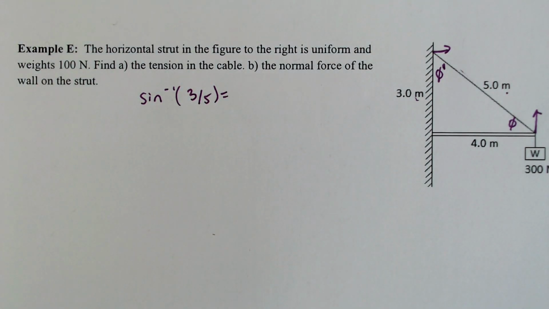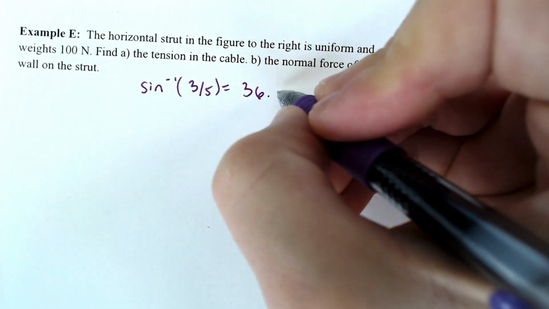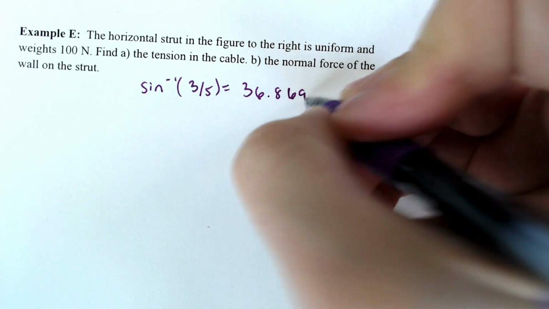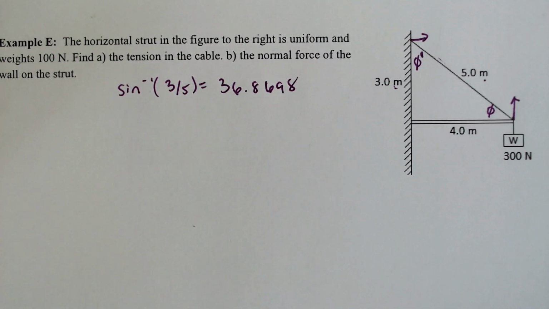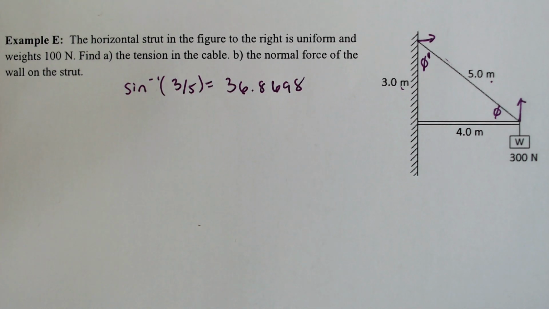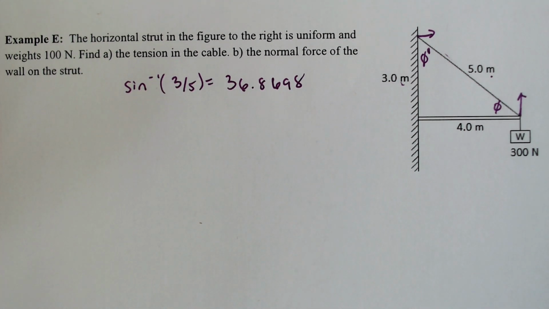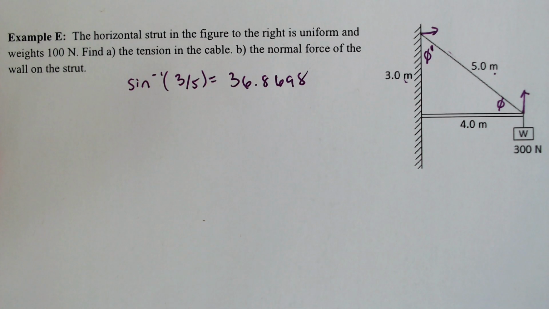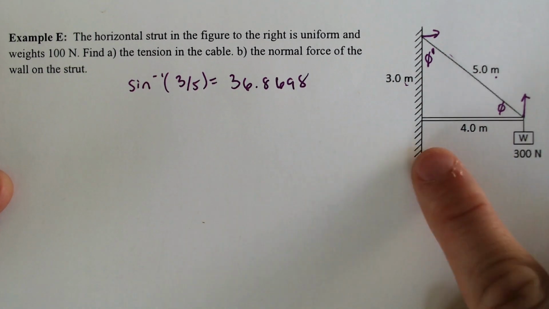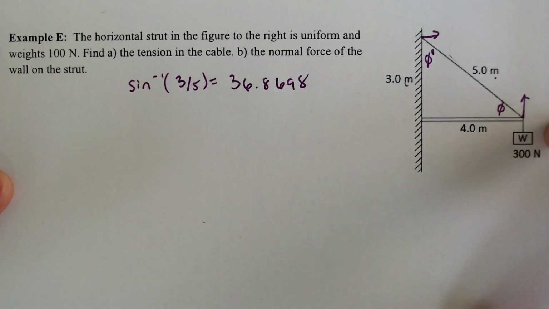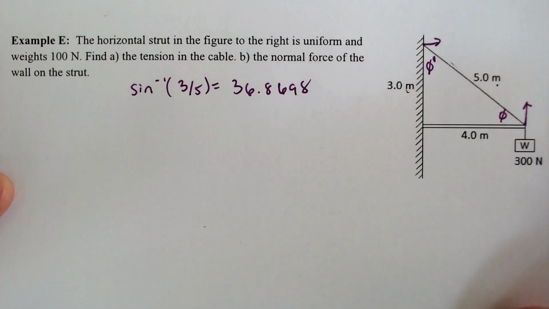I'm pretty sure it is 36.8698. You don't need that many decimals, but sometimes it's nice because that's an intermediate answer. And it's also kind of not necessary, but I'll show you why in a bit. All right, with that in mind, we have this 300 newtons that is 4 meters away, and we have the cable counteracting that, keeping it stationary.